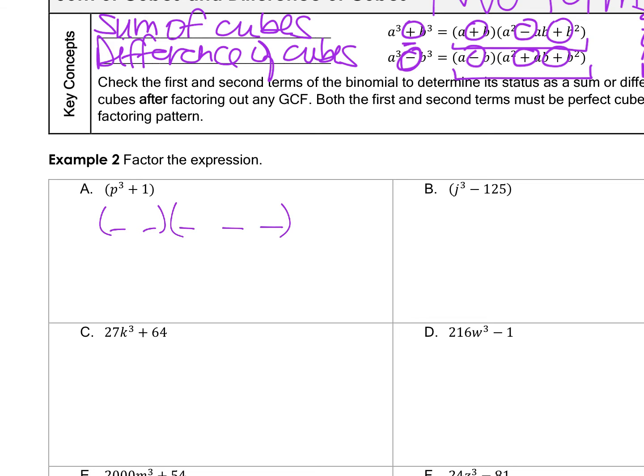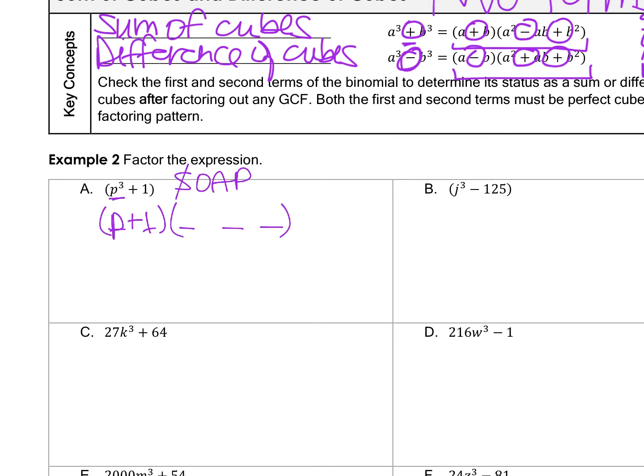So to get this first term, we're going to take the cube root of p cubed, which is just p. P times p times p is p cubed. We want to take the cube root of 1. 1 times 1 times 1 is 1. We want to use the same sign. That's how we can remember. So same sign, so put a plus sign.